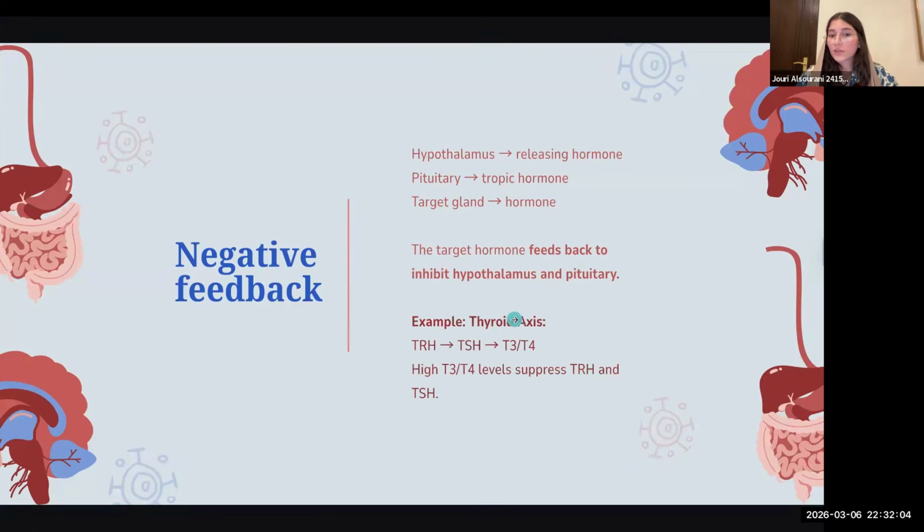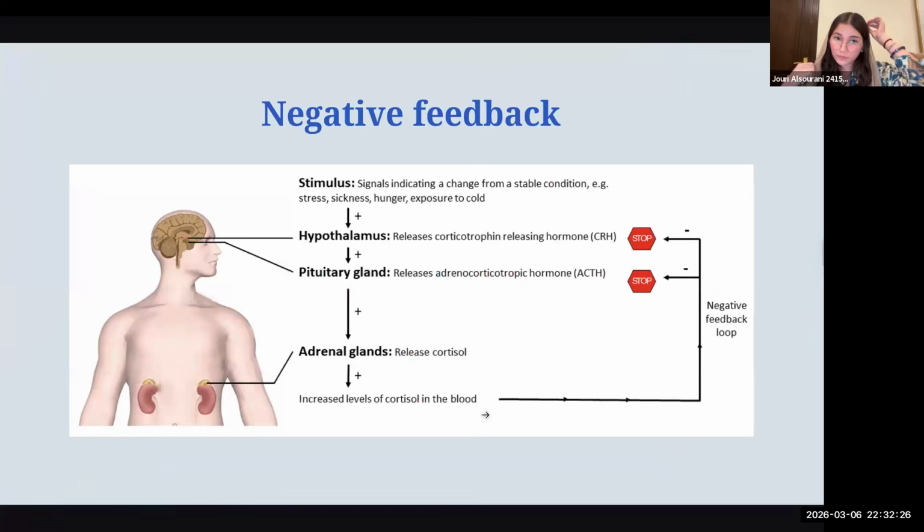For example, we have the thyroid axis. We have TRH from the hypothalamus, which will release TSH from the pituitary, and then it will act on the thyroid gland to release thyroid hormones, T3 and T4. Once we have enough T3 and T4, or high levels, it's going to go back to the hypothalamus and suppress the TRH and the TSH. So no more release of hormones.